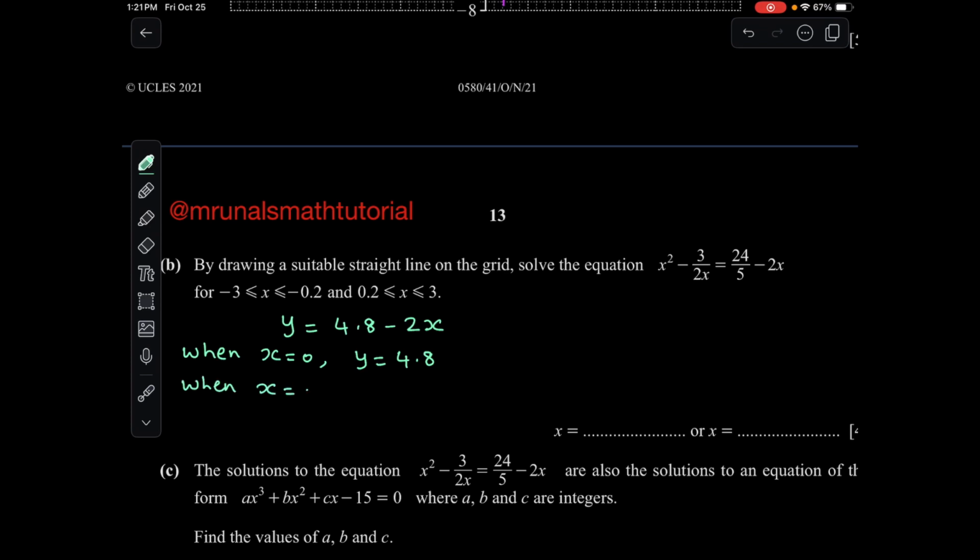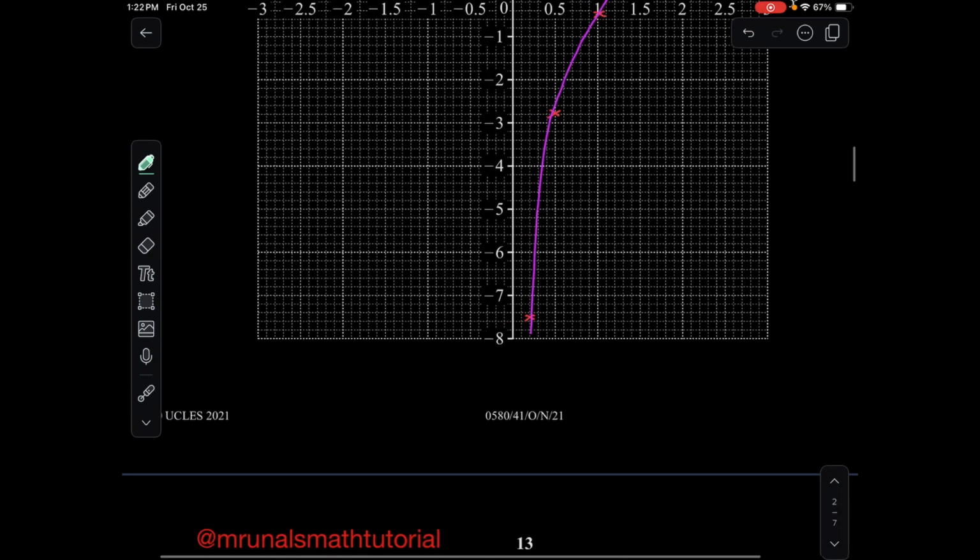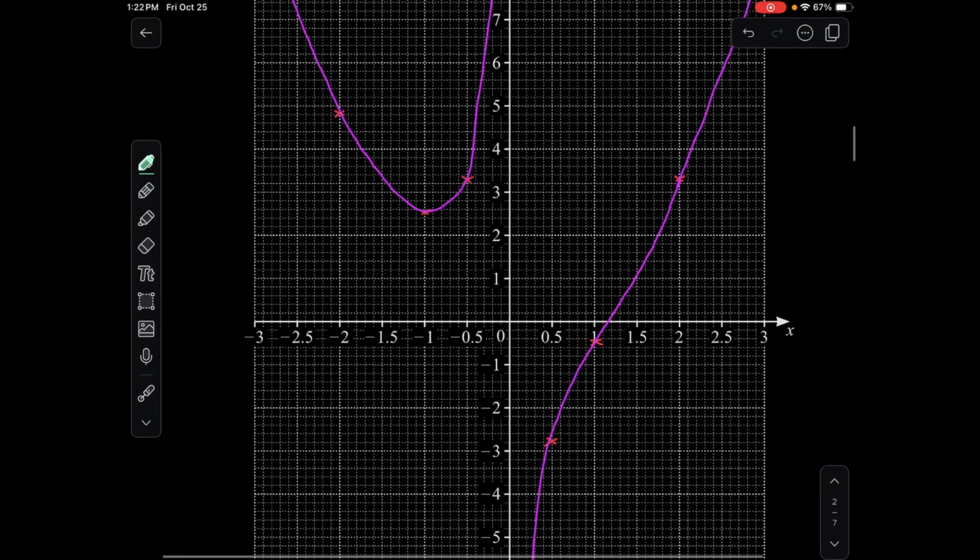And when x is, let's say, you can choose any value which can fit in the graph. So when x is 1, you're going to get y equal to 4.8 minus 2, because 2 times 1 is 2. That's going to be 2.8. So go ahead and plot these 2 points, 0 and 4.8, 1 and 2.8.